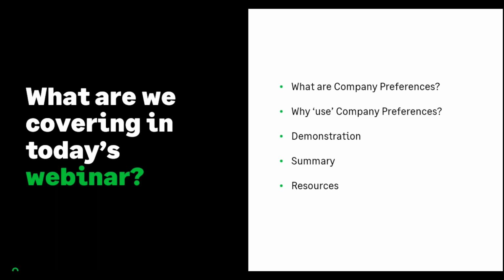We're going to first look at what are company preferences. Then we're going to be looking at why would you use company preferences. Then it's going to be a big demonstration, because with company preferences, it's a lot easier to guide you through it than it is to just show you a slide and talk about it. If you've got 2 screens, 3 screens, whatever it is, multiple screens, maybe click along. You might pick up some of the things and tips that'll make your processing a bit quicker or a bit better. Then we'll go through a summary and we'll have a look at some resources.